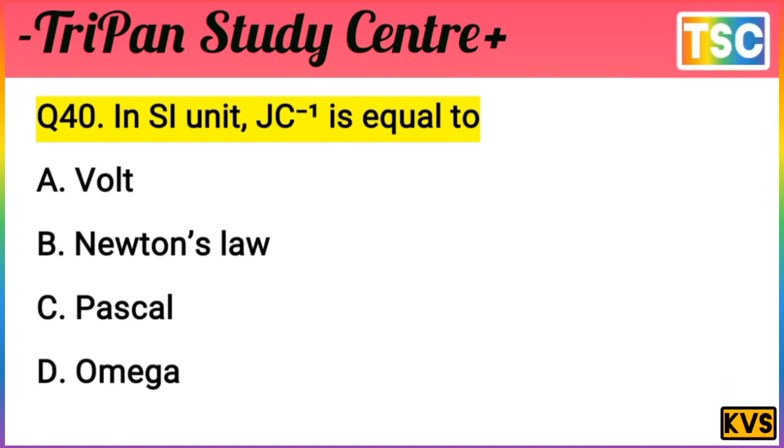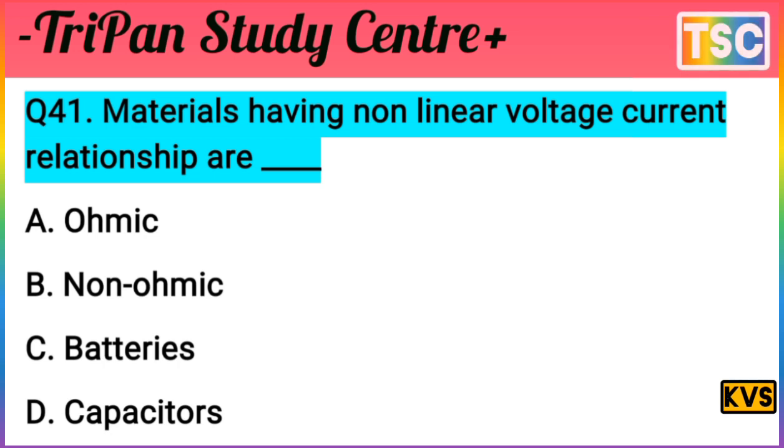Equal to volt. That's the right answer. The SI unit of J C^-1 is equal to volt. It means option A is correct for this question. Let's see the next question. Next question on your screen.